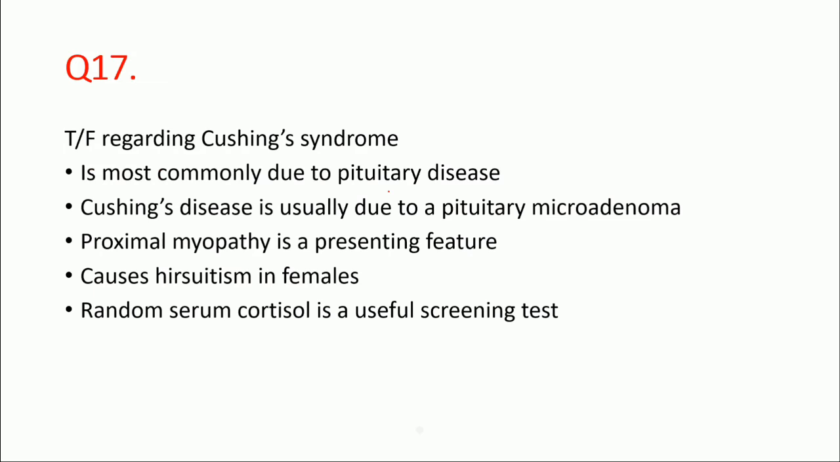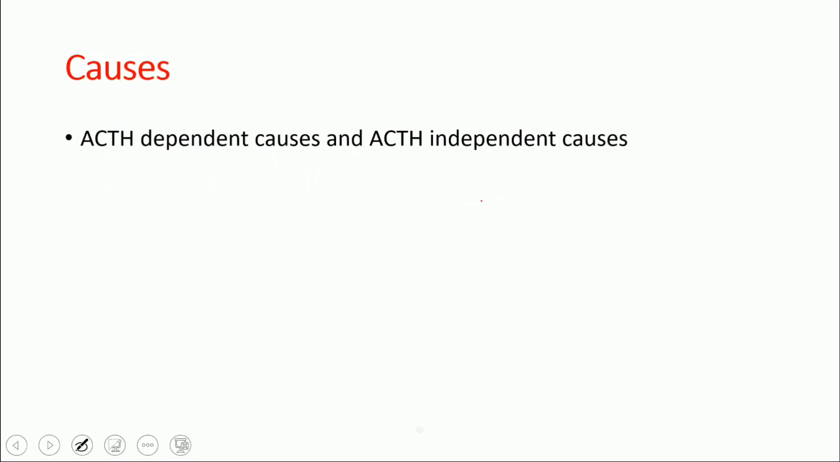Cushing syndrome, if you take it overall, is most often ACTH independent, due to steroids. It's iatrogenic, ACTH independent Cushing's due to steroids, and that is the most common cause worldwide. Among endogenous causes, pituitary disease is most common. So this is the classification: ACTH dependent, ACTH independent.